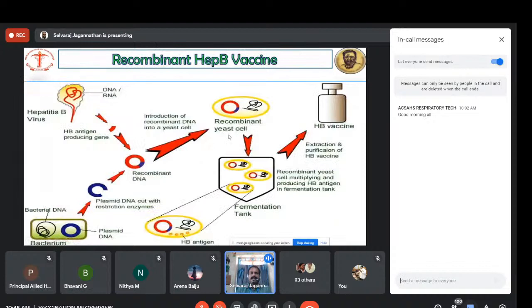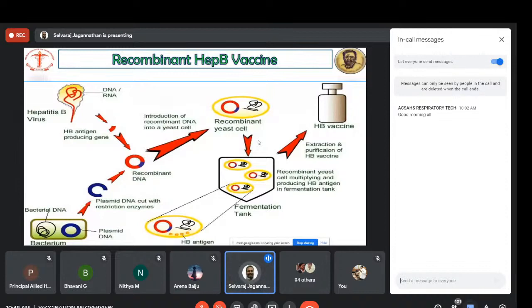Another vaccine is the recombinant hepatitis B vaccine. The hepatitis B virus has DNA or RNA genetic material. The antigen-producing genes are cut out here. After the cutting, we move to the selection of the desired vector, like bacterial DNA, that is plasmid DNA. That plasmid DNA we cut with suitable restriction endonucleases, RE digestion. This gene goes for recombinant DNA, then transformation into the recombinant vector. After the recombinant yeast cell, we go for higher cell culture. Inside the fermentation, the yeast is going to secrete the hepatitis B protein, multiplying and producing HBs antigen in fermentation.